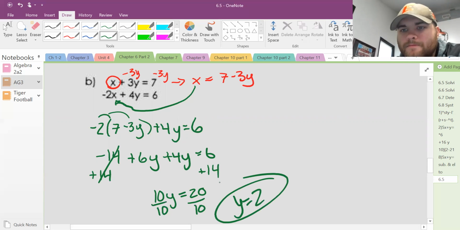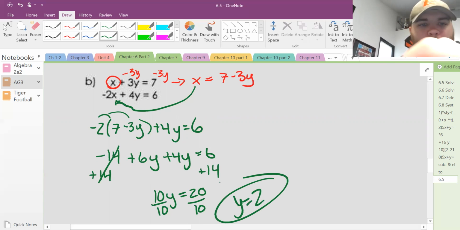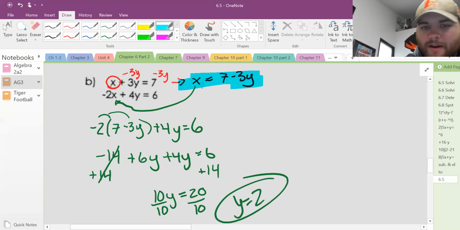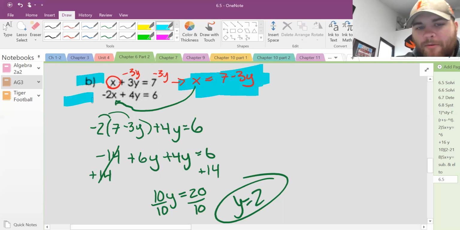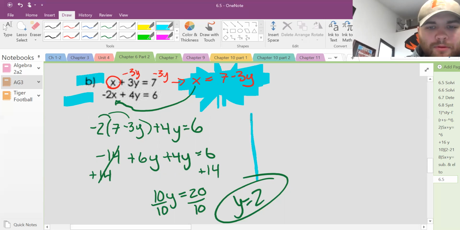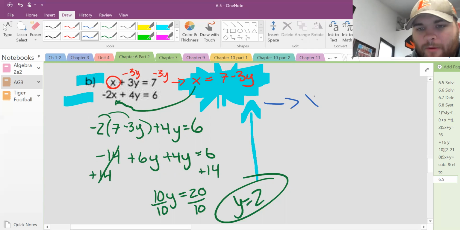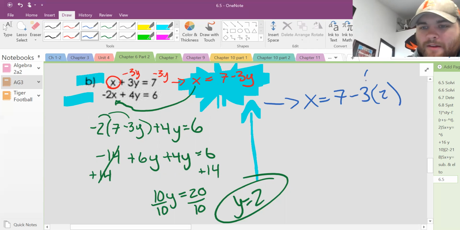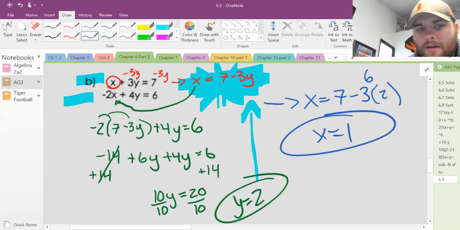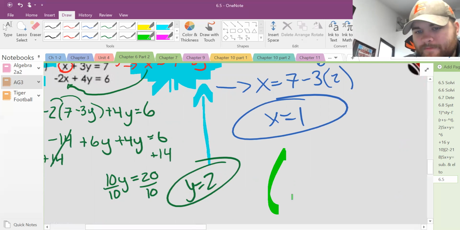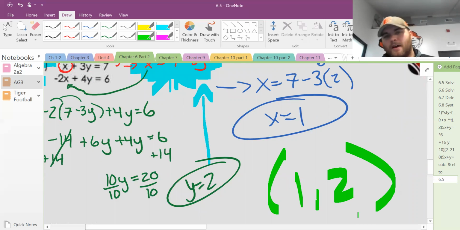Okay? Now what equation am I going to plug into? I'm going to plug into the one I've already solved for x in, right here. I could plug into the other one, but this one is going to be the easiest. So let's plug that y in. We get x equals 7 minus 3 times 2. That's going to give me 6, so 7 minus 6 is x equals 1. Go ahead and write it as an ordered pair, 1 comma 2. Now what does that mean? That's where they intersect. That's where they cross.